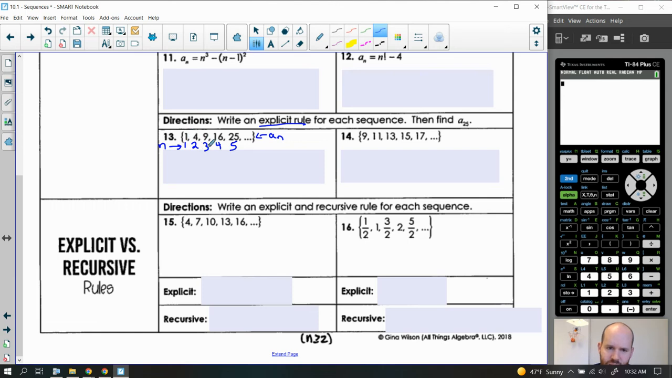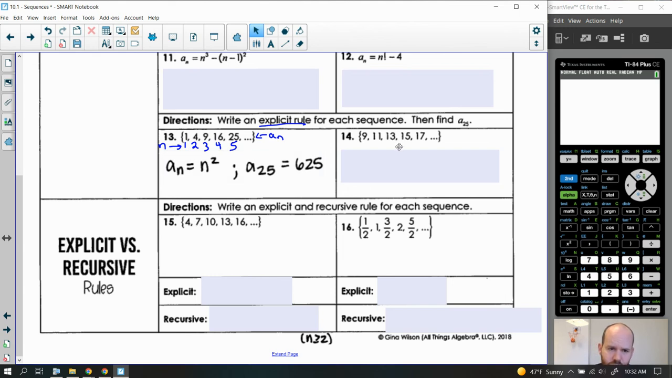So it looks like if I just square the term number, 1 squared is 1, 2 squared is 4, 3 squared is 9, 4 squared is 16, 5 squared is 25, that should give me a formula to get any term in the sequence. So that's how I would define my explicit formula. It's just the term number squared. And if I wanted the 25th term, I could just plug 25 in and square it, and I get 625.